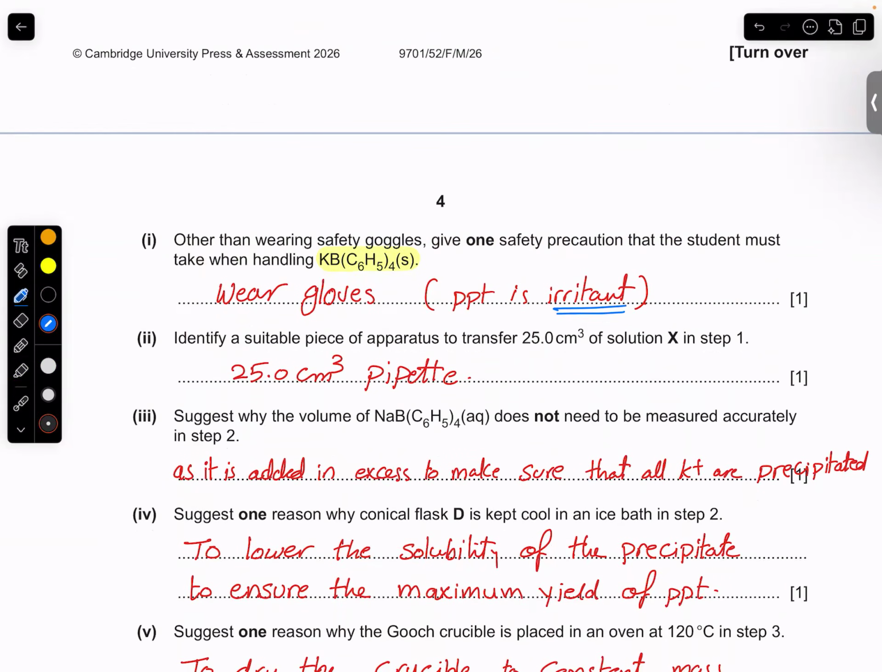Number 2, identify the suitable piece of apparatus to transfer 25 centimeter cube of solution X into step 1. And we can use a 25 centimeter cube pipette to transfer this amount.